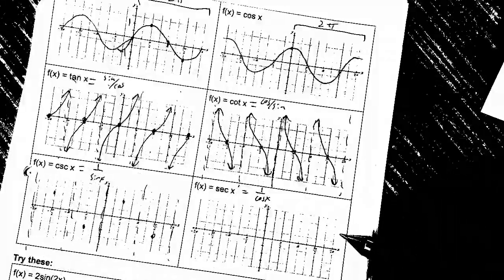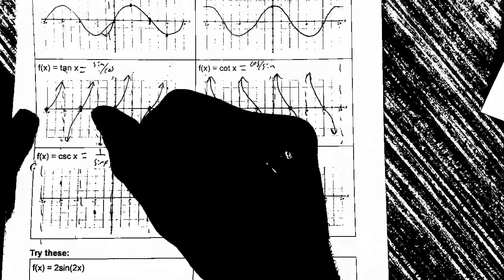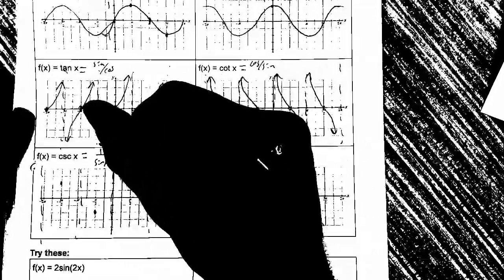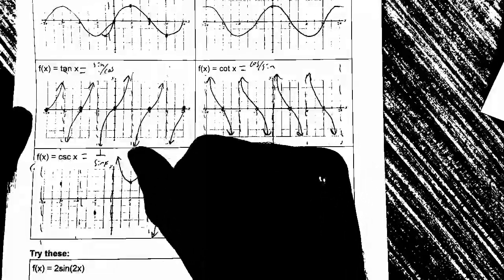And then, do you remember the behavior of the function? It doesn't cross the x-axis. It just approaches those vertical asymptotes to negative infinity or infinity.